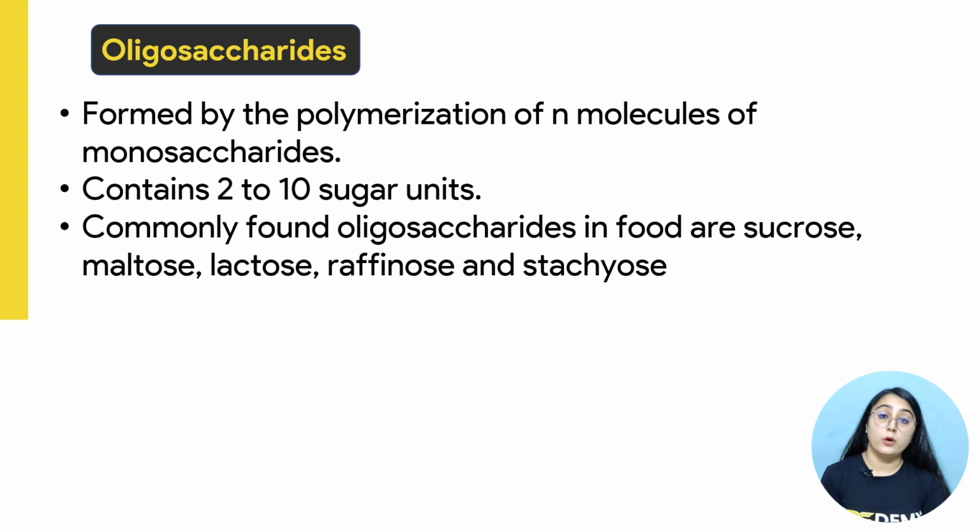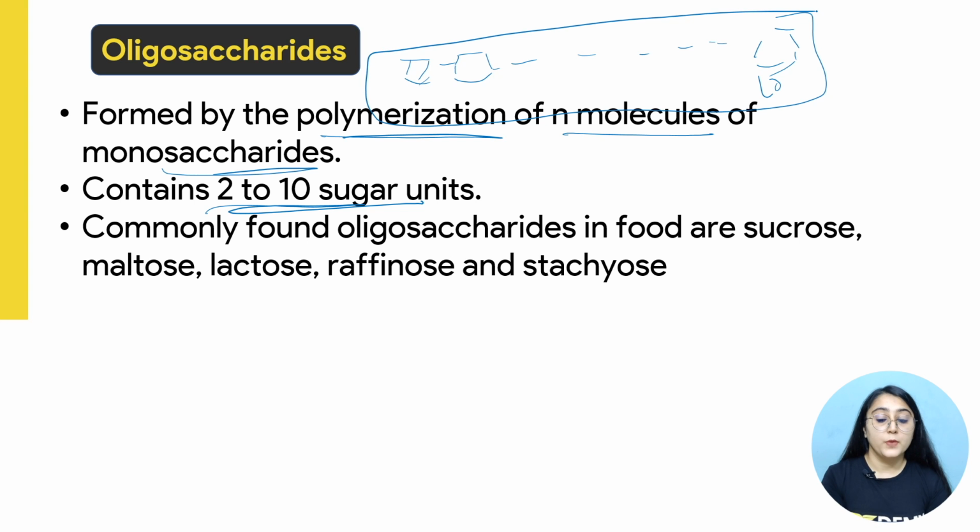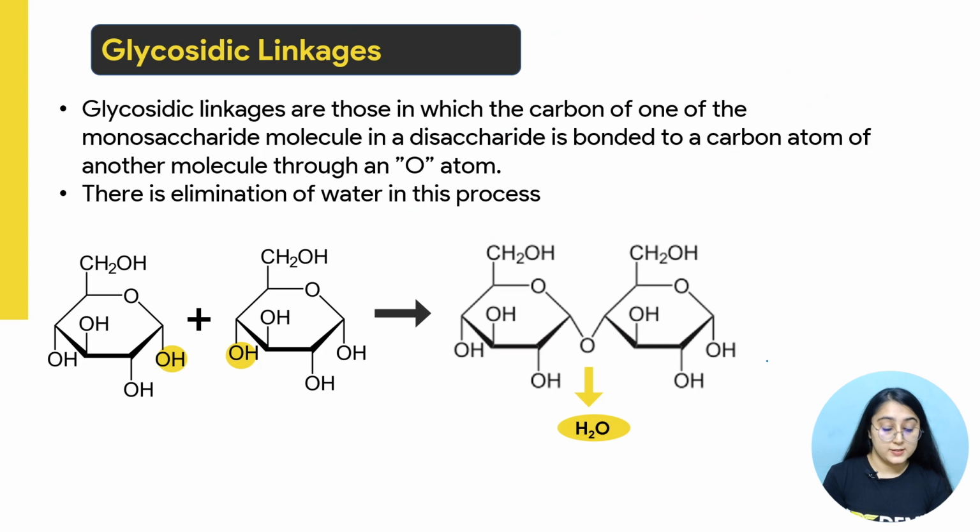Now going on to oligosaccharides. Oligosaccharides are formed by polymerization of n molecules of monosaccharides. They contain 2 to 10 sugar units. So basically around 2 to 10 monosaccharides can join to form oligosaccharides. Commonly found oligosaccharides include sucrose, maltose, lactose, raffinose and stachyose, etc.